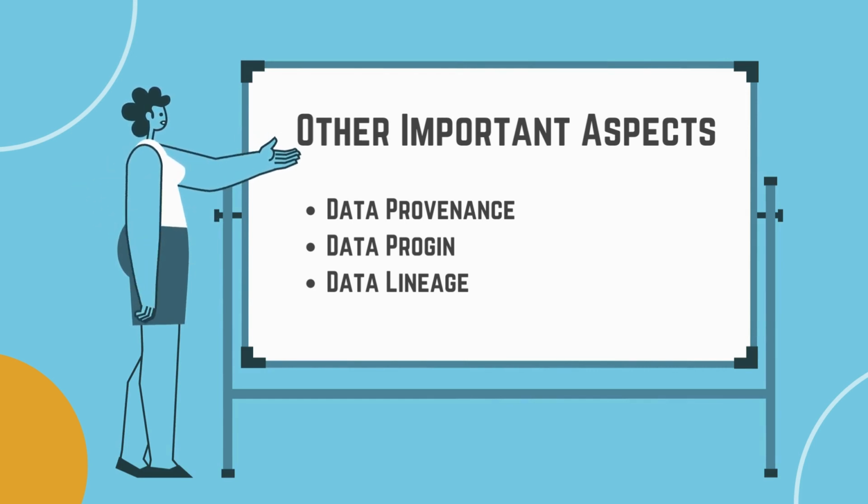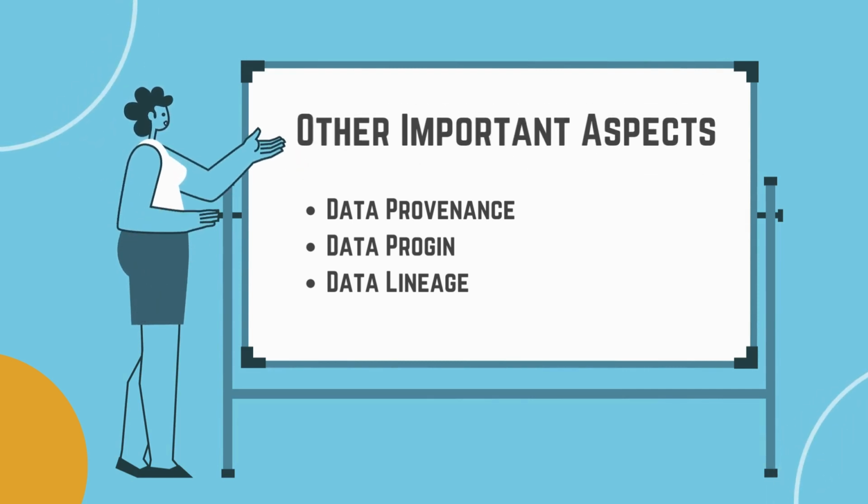Another important aspect of a data domain is the data's provenance, or its origin and lineage. Knowing where the data came from, how it was collected, and who collected it, can provide valuable insights into the data's quality, reliability, and potential biases.